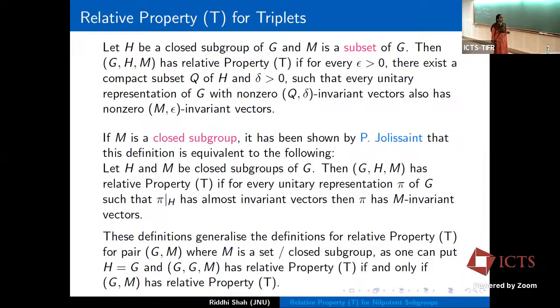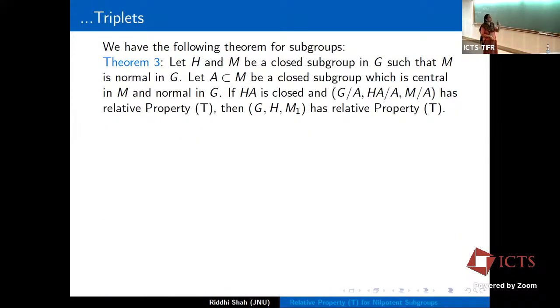So these definitions generalize the definition of relative property T for the pair (G, M), where M is a subset or closed subgroup, as one can put H equal to G, and (G, G, M) has relative property T if and only if (G, M) has relative property T. You will see next why often this can be done, like what Kazhdan did for SL3(R). He did SL2(R) semi-direct product R2, and then you look for all the elements on which it acts by contracting, and then show that that becomes a dense subgroup of SL3(R).